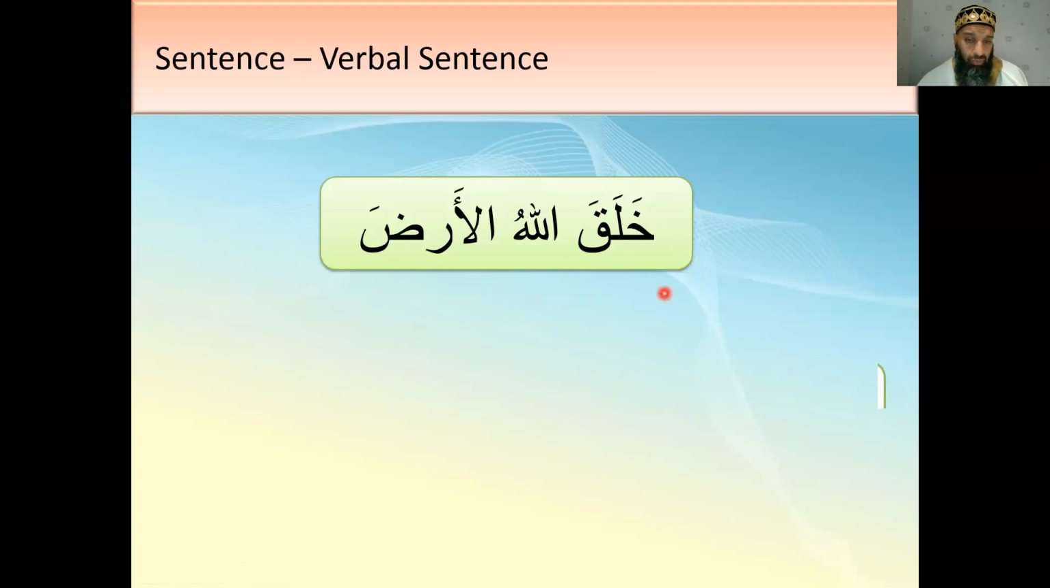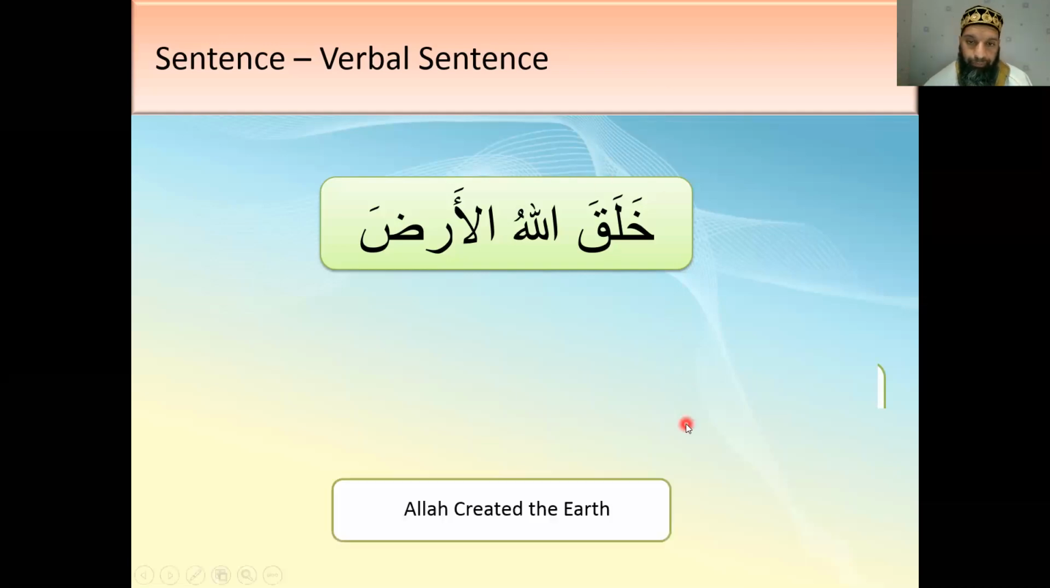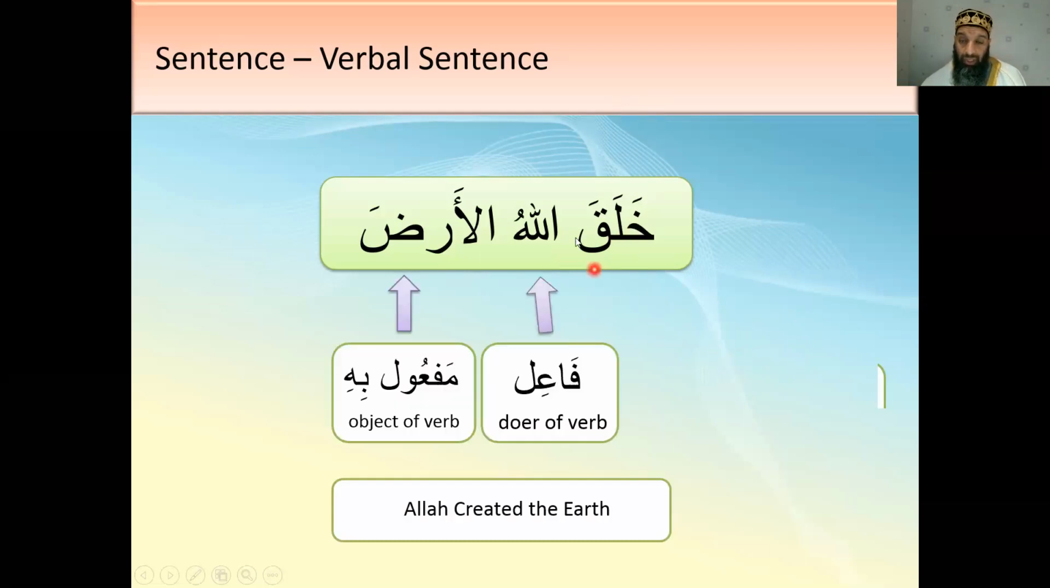وَوَرِثَ سُلَيْمَانُ دَاوُودَ. وَوَرِثَ means and he inherited, in Urdu we say وَرَسَت, right? وَوَرِثَ, he inherited. Who inherited? سُلَيْمَانُ. وَوَرِثَ سُلَيْمَانُ, Sulaiman inherited from Dawood. Remember he was a son, right? And they inherit prophethood, not the money. So okay, خلق, he created. Who created? Allah. Allah is marfu. Allah created. And what has been created?